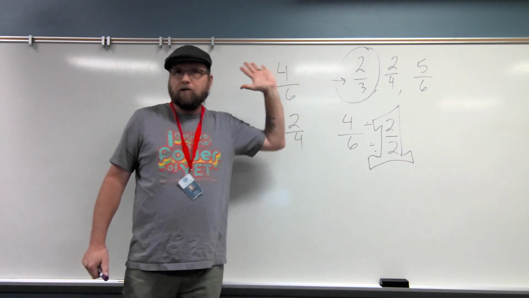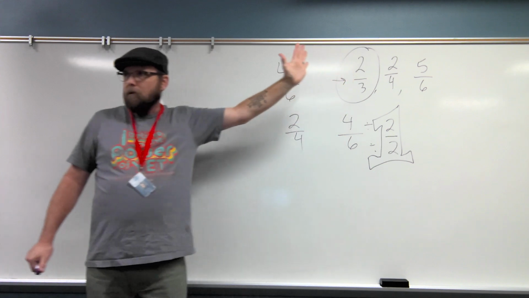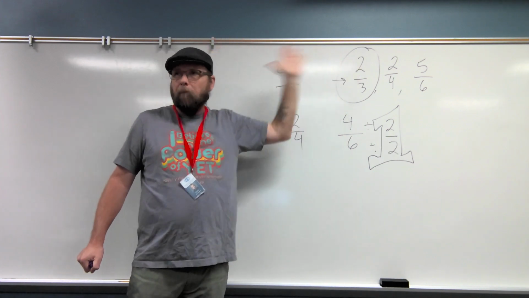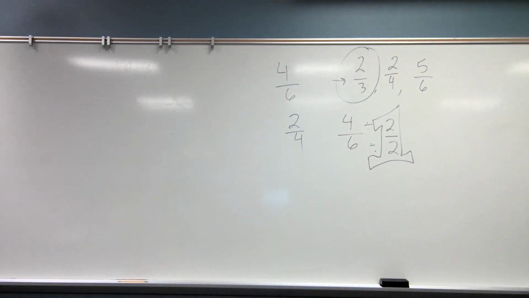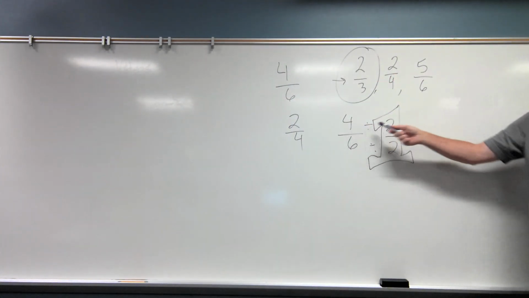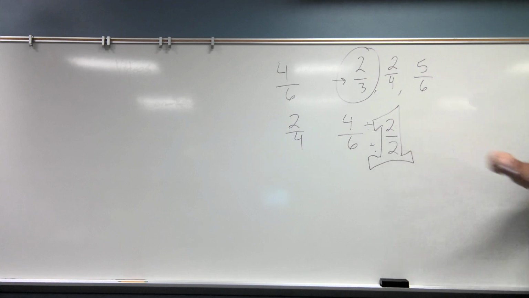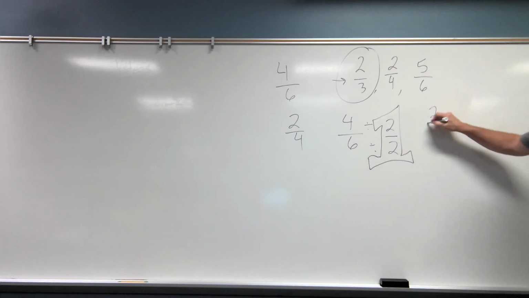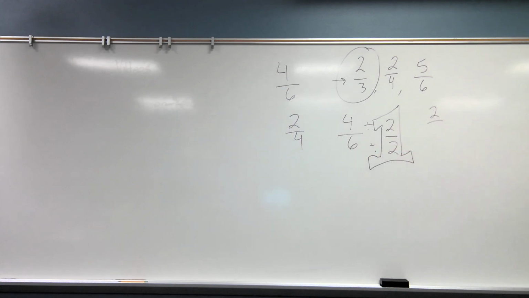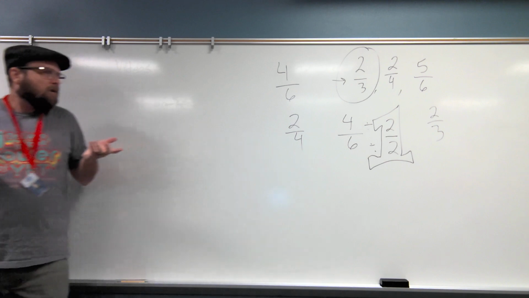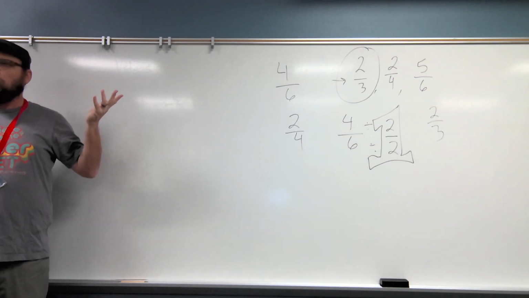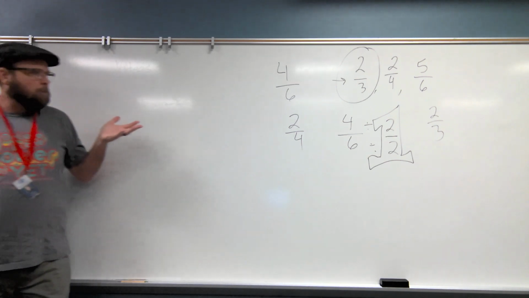If you looked at those pictures that we had before, and they were shading both parts, then it would equal 1. Now, what is 4 divided by 2? 2. And what is 6 divided by 2? 3. And that's how we got 2/3. Is it always going to be that easy? It's not always going to be that easy.